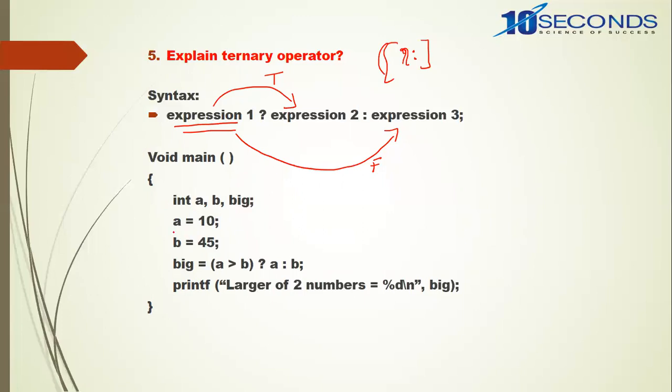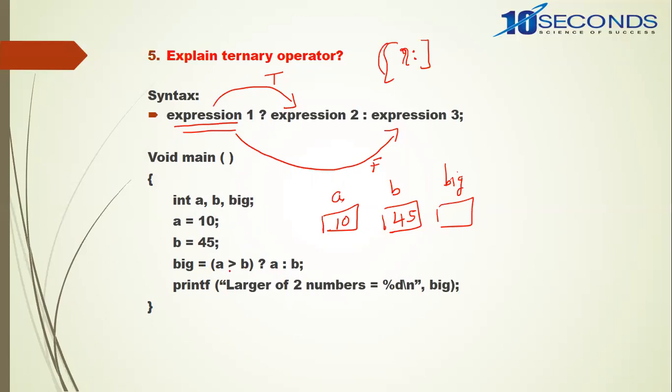Now, let us discuss one small program here. int a, b, big. Memory will be allocated to a, memory will be allocated to b, and memory will be allocated to big. Now a equal to 10, 10 will go to a, b equal to 45, 45 will go to b, big equal to a greater than b.